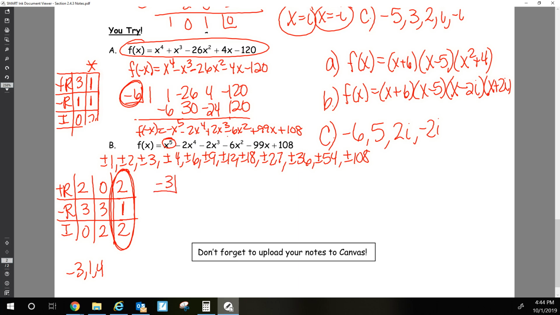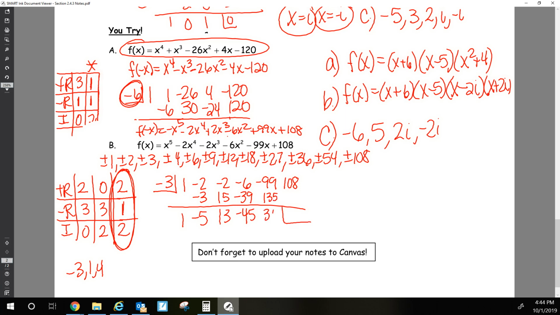So here's negative 3. What are my coefficients here? 1, negative 2, negative 6, negative 99, 108. Bring down the 1, negative 3, negative 2 is negative 5, times negative 3 is 15, minus 2 is 13, times negative 3 is negative 39, minus 6 is negative 45, times negative 3 would be 135, if I'm not mistaken. Minus 99 would be 36, times negative 3 is good, negative 108. So that one worked well.